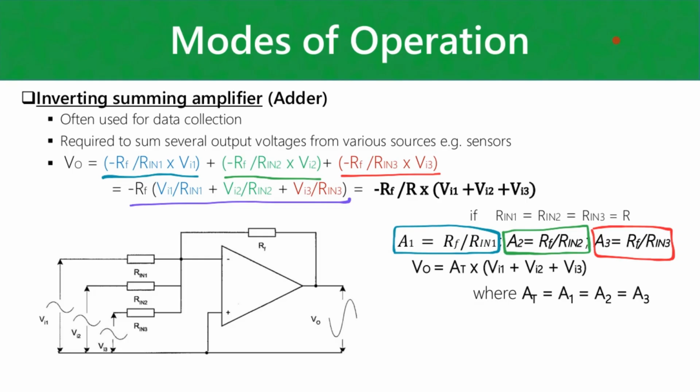Now you can get a situation where if you make all of the input resistors the same size, you then end up with a formula like this, where it's RF divided by R, which coincidentally is going to be your overall gain, multiplied by the sum of input voltages. Right, so that actually makes things quite a bit easier than having different input resistances.